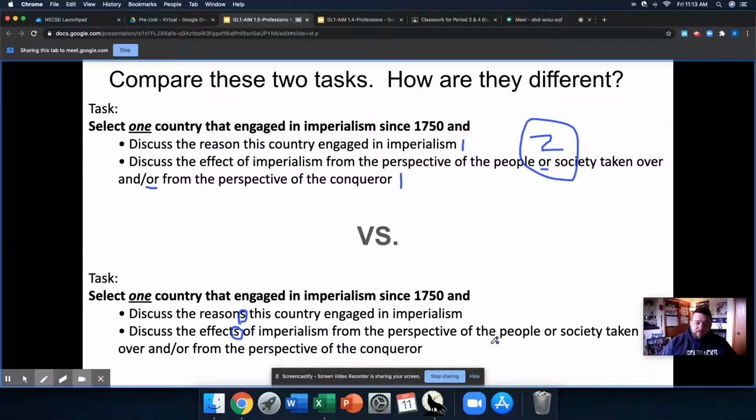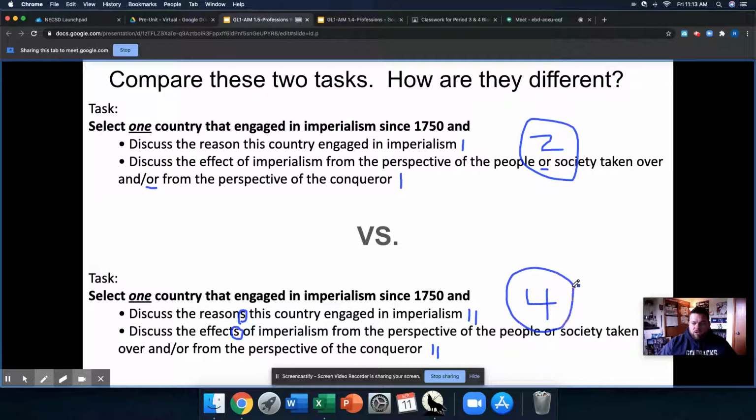When we go through the same process with the task on the bottom, discuss the reasons this country engaged in imperialism. Reasons is more than one. So as far as aspects that this part of the task is laying out, that's 2. Discuss the effects, plural, of imperialism. Same deal. Or, all the rest of the task is the same. The only difference is these S's. So now this is 2 also. So this means when we read this task down here, the number of aspects in this task is 4.